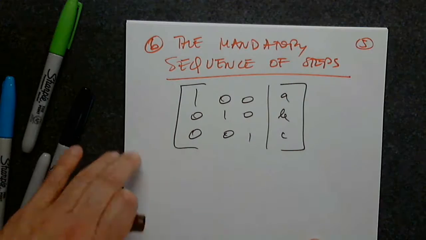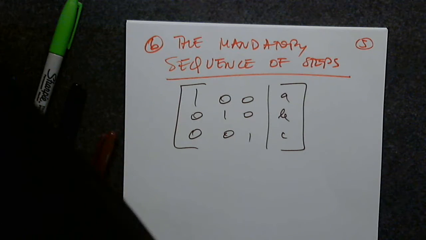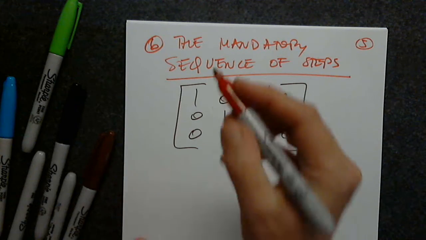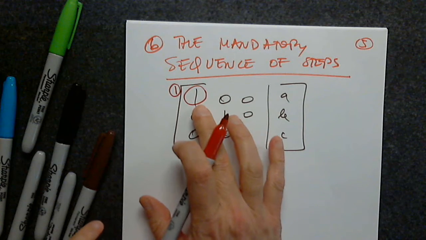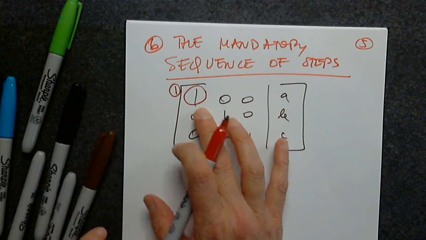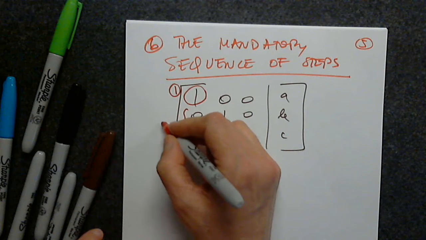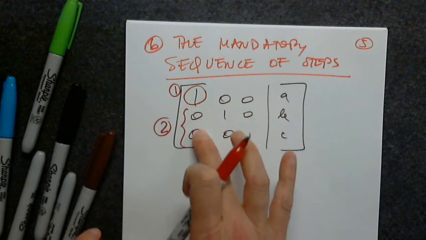This is what we want. And the sequence of steps must be this, and no one can change it. This is the very first step, meaning I have to get the 1 in the upper first row, first column. This is the second step. I will be using the 1 to get the corresponding zeros.